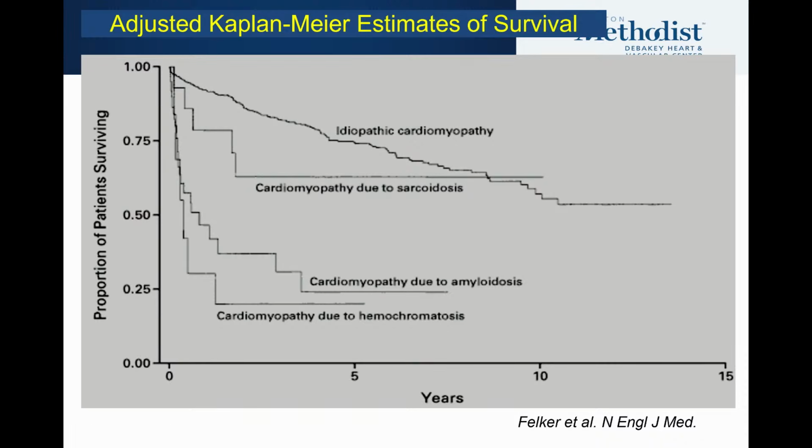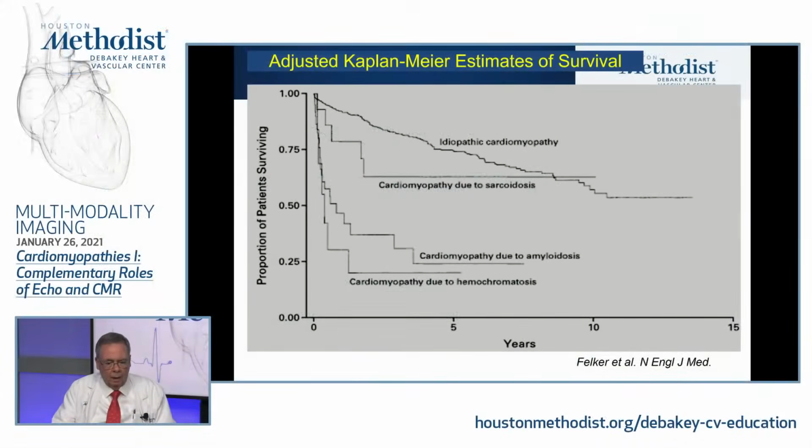And the only way to prevent this dismal outcome is to catch them very early, because nowadays there are therapies for amyloid, there are therapies, of course, for sarcoid, and of course there are therapies for hemochromatosis. So the trick with these conditions is really to try to catch them very early in their phase, because once you catch them in their advanced phase, it can be very difficult to reverse the course.